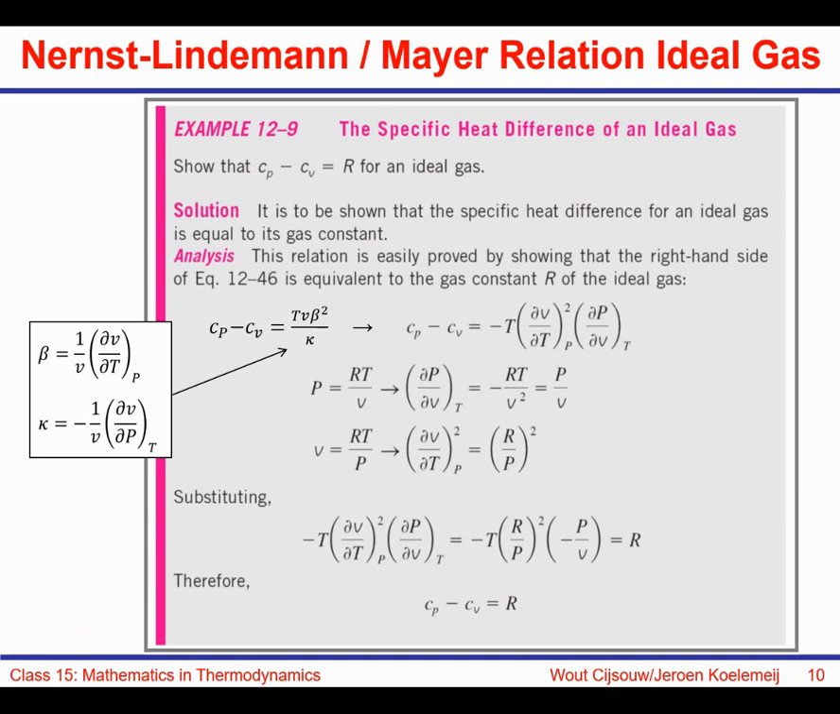Now here on this slide, you see a derivation of what we saw on the previous slide, that the Nernst-Lindemann equation, this guy, simplifies to this one, Cp minus Cv being equal to the gas constant for an ideal gas. So you may want to pause the video for a minute and walk through the derivation yourself.